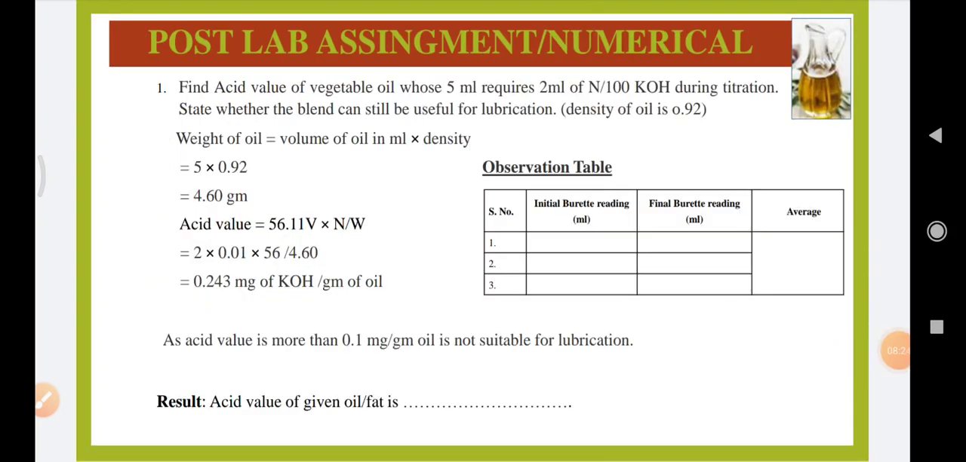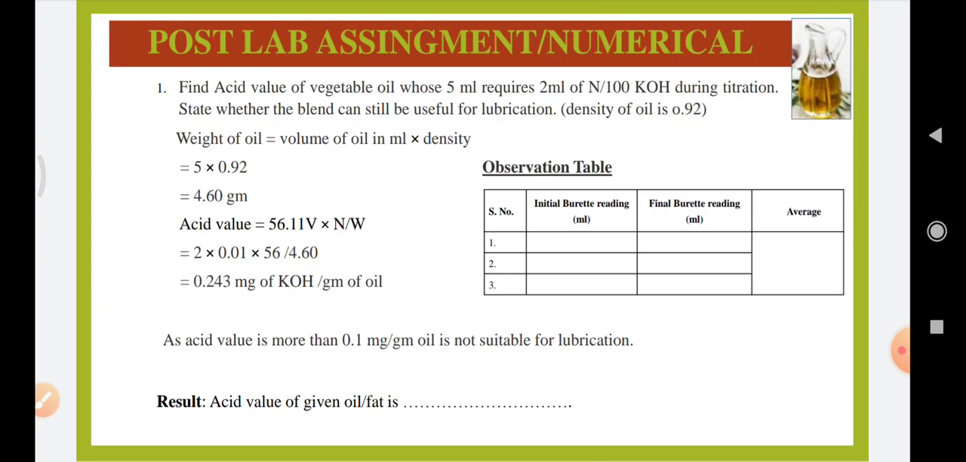Now what are post-lab assignments? Or you can also get a numerical related to this topic in your examination. What is the numerical? Find the acid value of vegetable oil whose 5 ml requires 2 ml of N by 100 KOH during titration. State whether the blend can still be useful for lubrication.